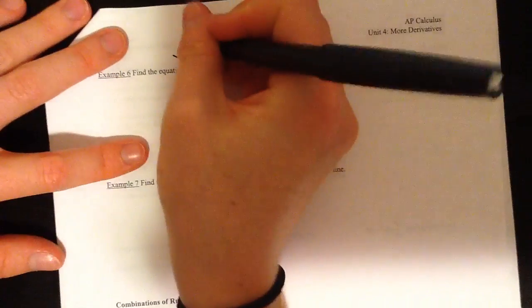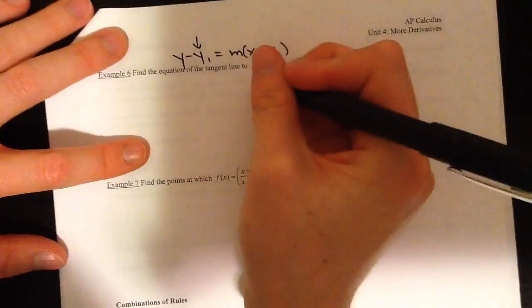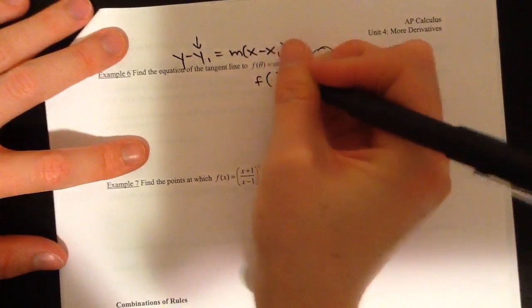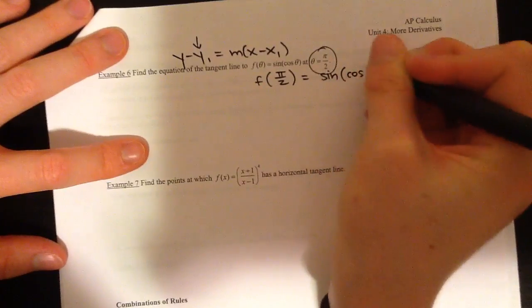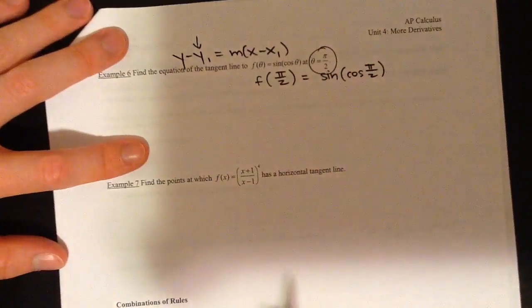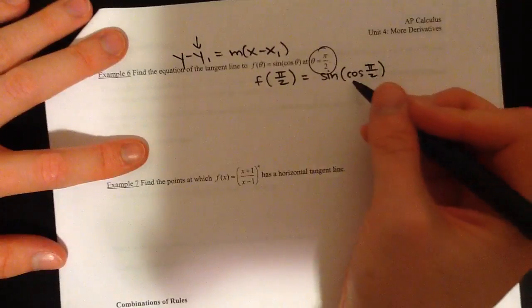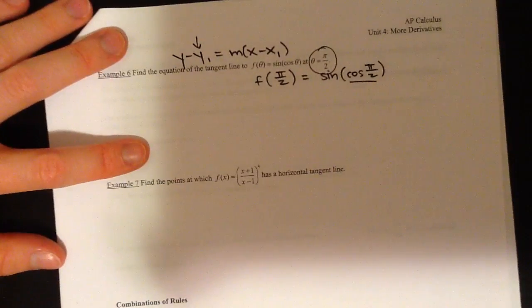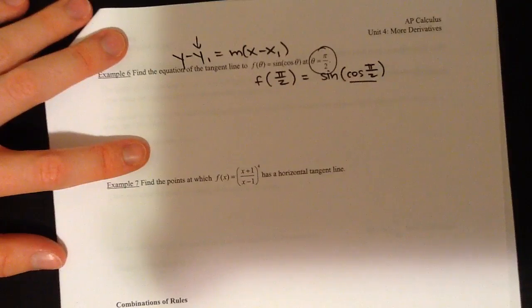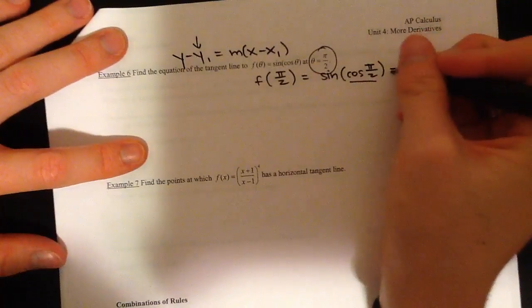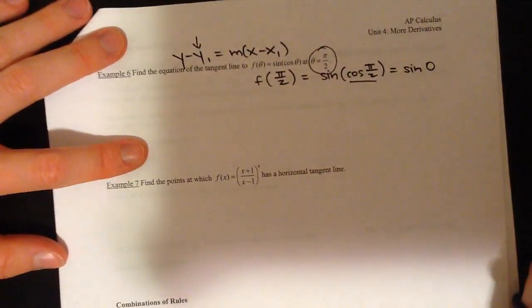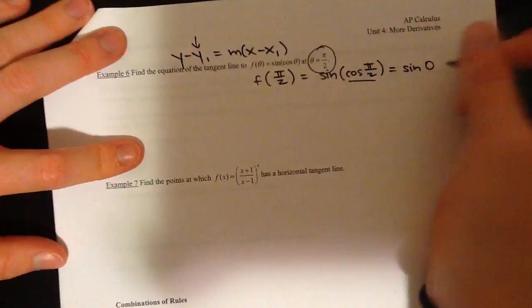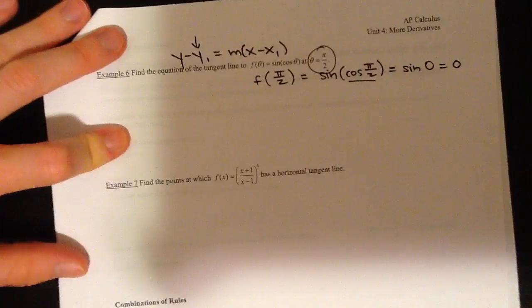So to get my y value, I plug it right into the function. So f of pi over 2. So that is sine of cosine of pi over 2. So think order of operations. Start from the inside and work your way out. So starting here, cosine of pi over 2, that's 90 degrees. That's the x value for that angle, and that's just a 0. So this is sine of 0, because again, the cosine of pi over 2, we evaluated that, it came out to be 0, and the sine of 0 is just 0. So that's the y value.